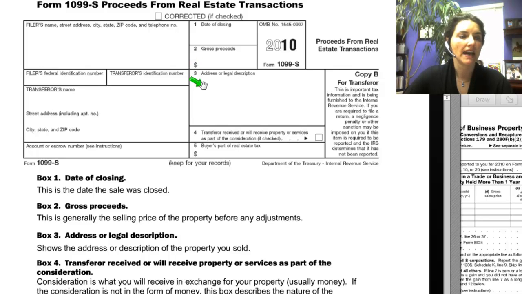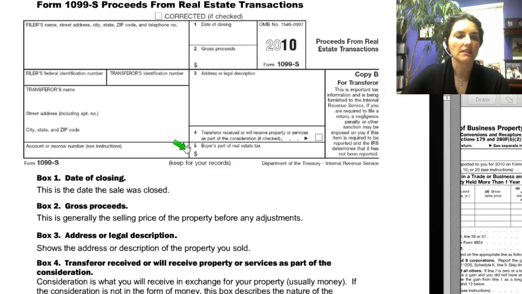Box 3 is the address or legal description of the property that was sold. Box 4, transferor received or will receive property or services as part of the consideration. Consideration is what you will receive in exchange for the property. Usually that's money. But if the consideration is not in the form of money, this box describes the nature of the consideration you will receive. And Box 5, buyer's part of real estate tax.